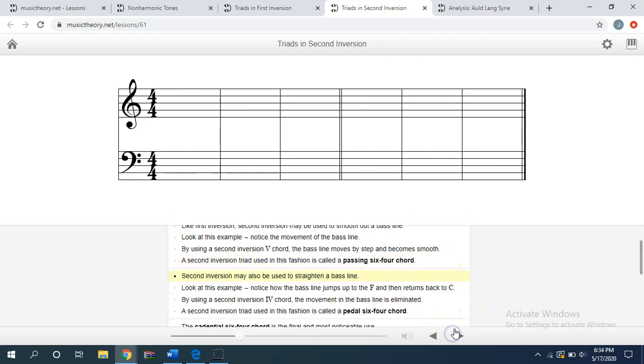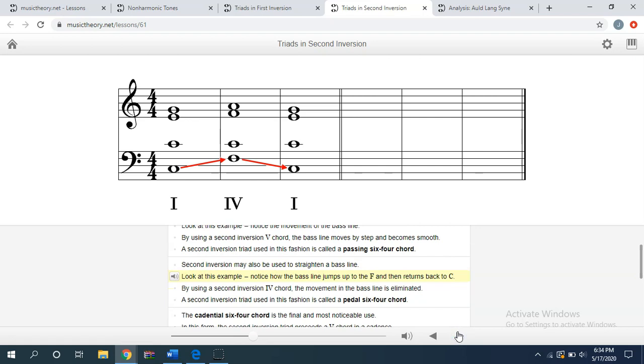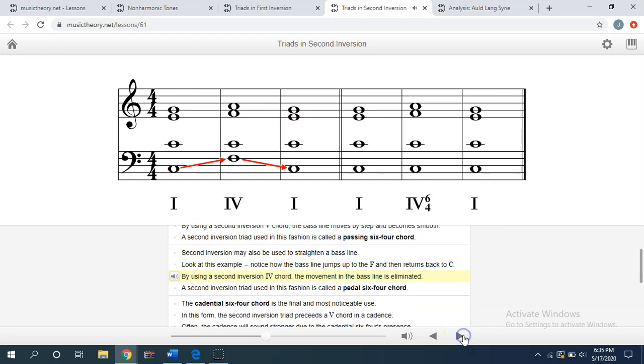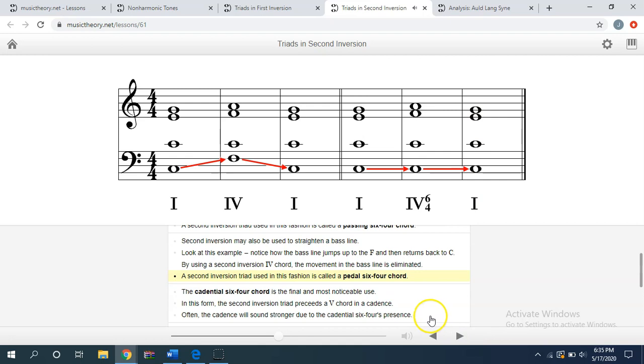Second inversion can also be used to straighten a bass line. Look at this example, leaping all over the place. Let's hear, listen to it. But by using second inversion, we can actually keep that bass line the same and eliminate any movement. You'll encounter that often. Second inversion triad used in this fashion is called a pedal 6/4 chord. A pedal just means that it's a bass note repeated over and over again.